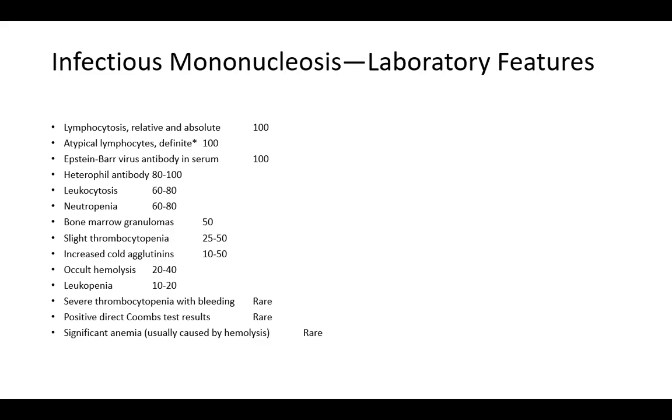To give you an example, when you look at the lab findings of infectious mononucleosis, here you see that most of the lab findings are hematological manifestations. Lymphocytosis, almost in all patients. Atypical lymphocytes, leukocytosis, neutropenia, bone marrow granulomas, thrombocytopenia, leukopenia. So you see, most of the features in such an important infectious disease are hematological findings.